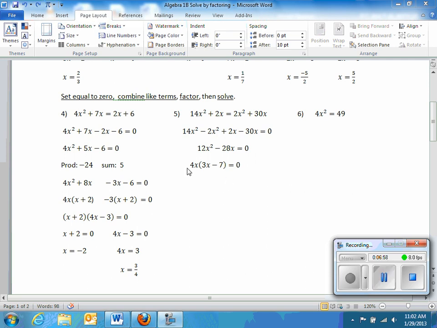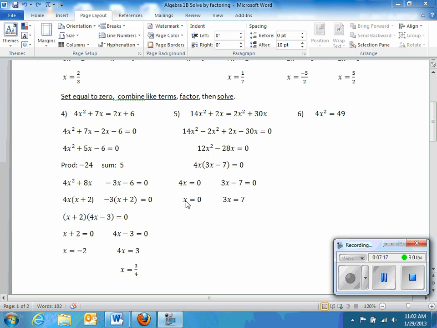All right, now that this is factored, I have to set each factor equals 0. So 4x equals 0, and 3x minus 7 equals 0. Here, I'll have to divide both sides by 4. Here, I'll first move the negative 7 over here. It'll become positive 7. When I divide both sides by 4, here I get x equals 0.